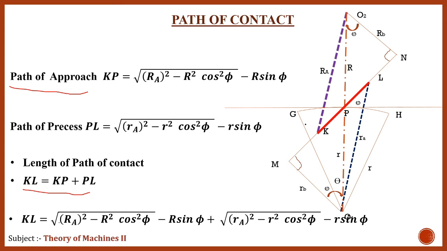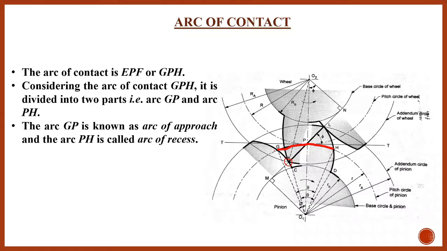This total expression becomes square root of R_A square minus R square cos square phi, minus R sin phi, plus square root of r_a square minus r square cos square phi, minus r sin phi. Now we will consider the expression of the arc of contact. How that arc of contact gets started, that we'll study first.